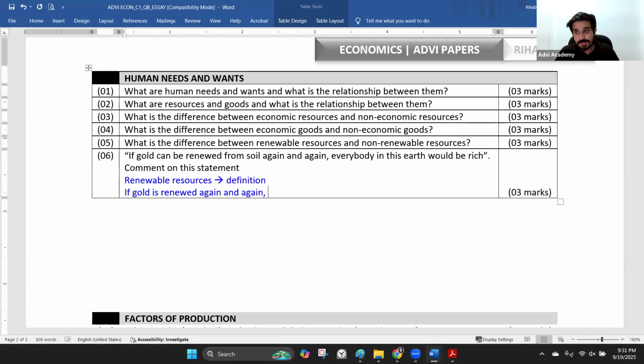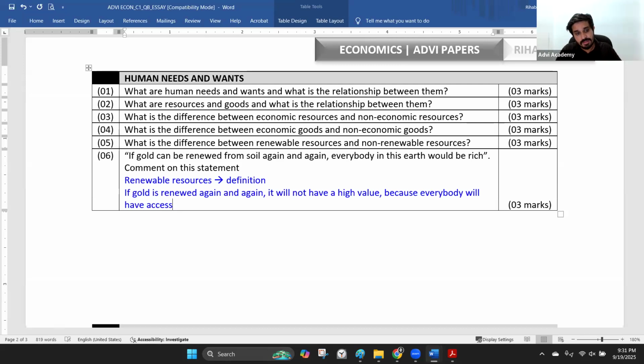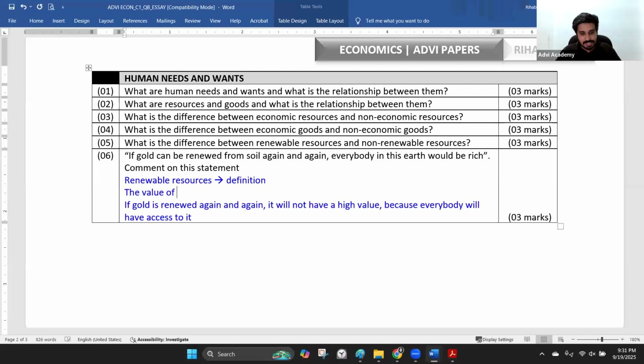Everybody will plant gold, everybody will be able to obtain gold. So will it have a high value? It will not have a high value at all. Why? Because everybody will have access to it. Currently, the value of gold comes from what? 2 main aspects. The value of gold stems from the fact that, first and foremost, it is non-renewable. It can't be generated again and again. It is scarce in supply, basically.